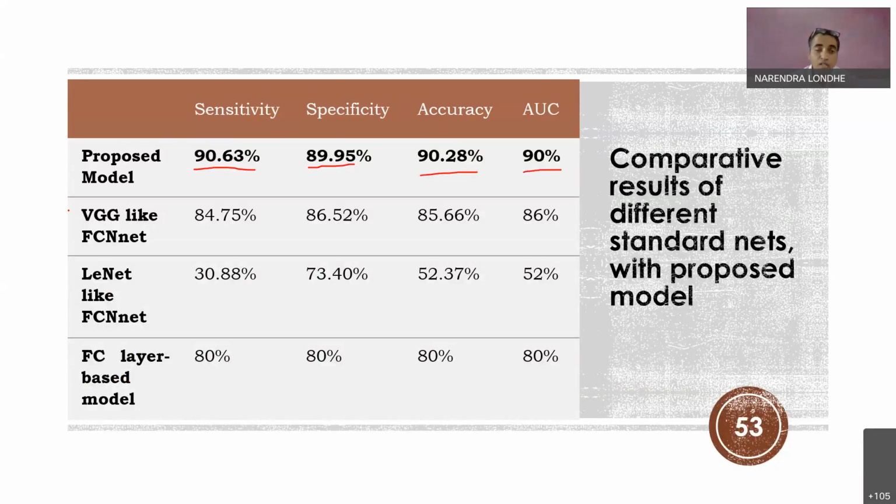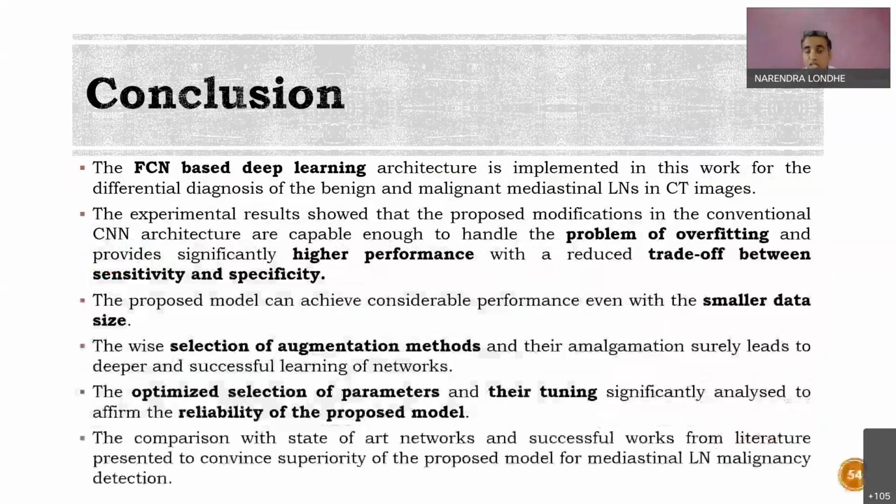We also compared it with the state of the art other mechanisms like VGGNet, LeNet, then the fully connected layer based model that I already showed you. And compared to that, this proposed model of fully convolutional network has the highest performance. So the conclusion is that yes, a fully convolutional based deep learning network architecture performs well for the classification of the lymph nodes. Okay, and second thing is that it is able to handle the problem of overfitting, giving higher performance. It is also reducing the trade-off between the sensitivity and the specificity.